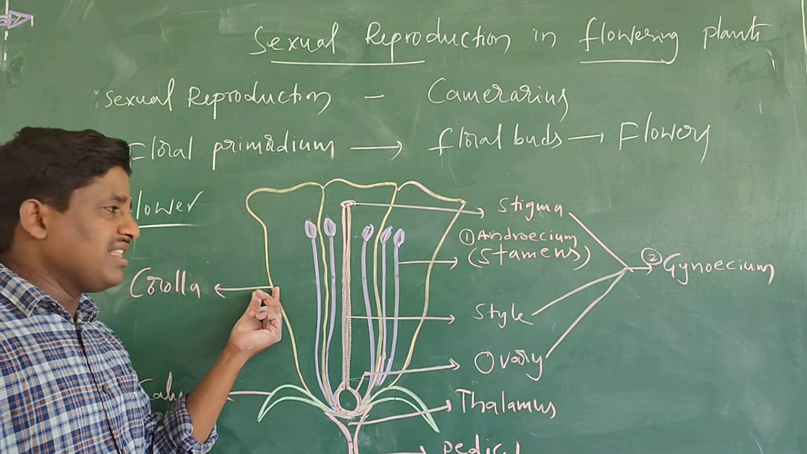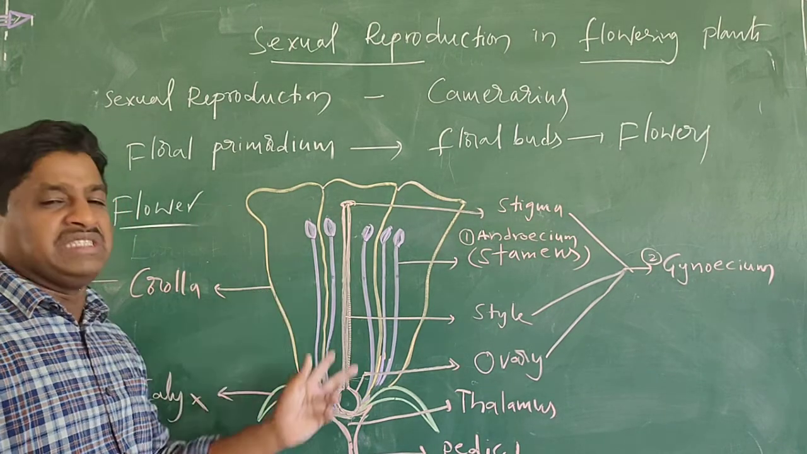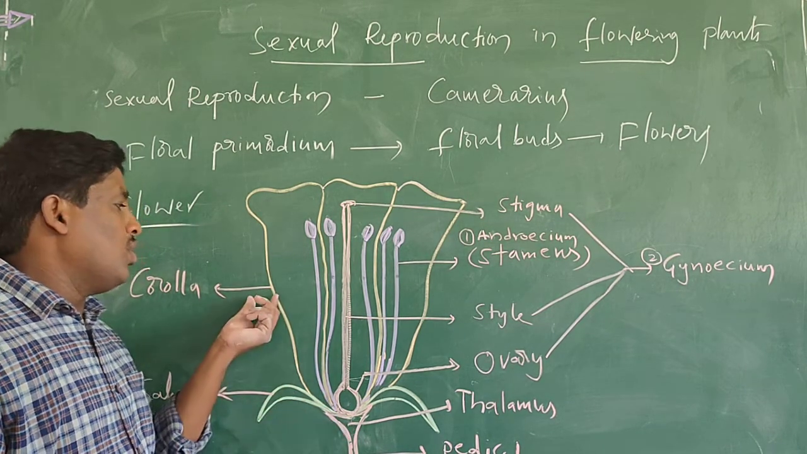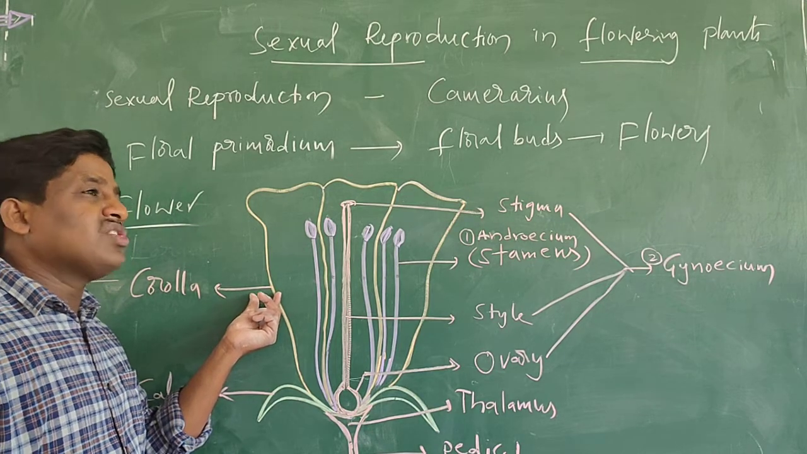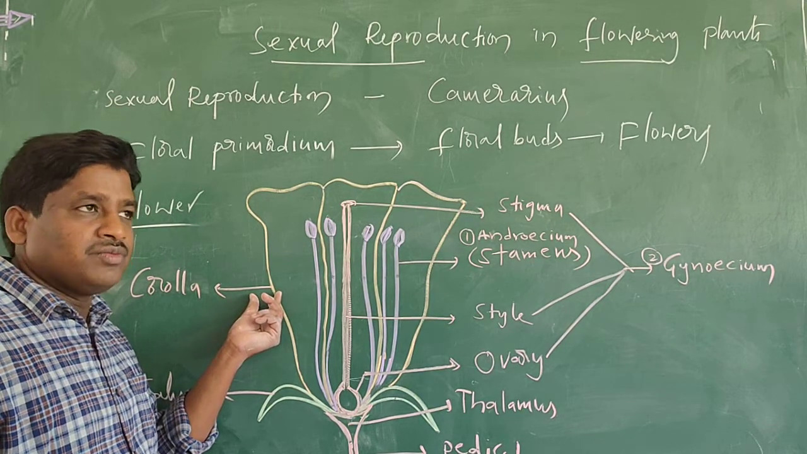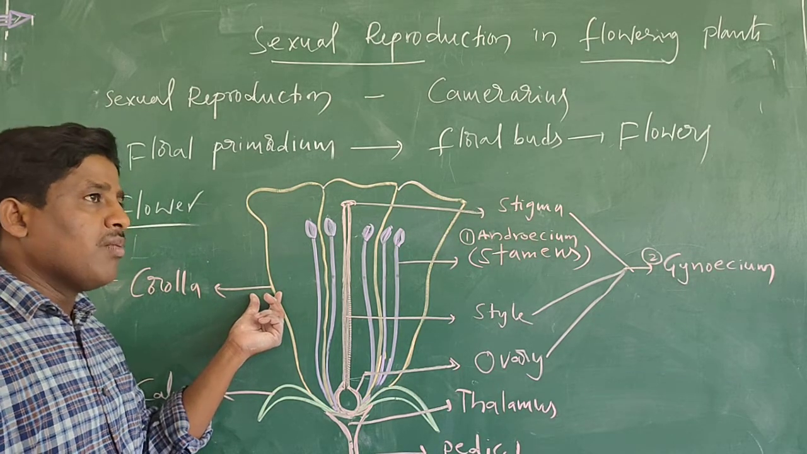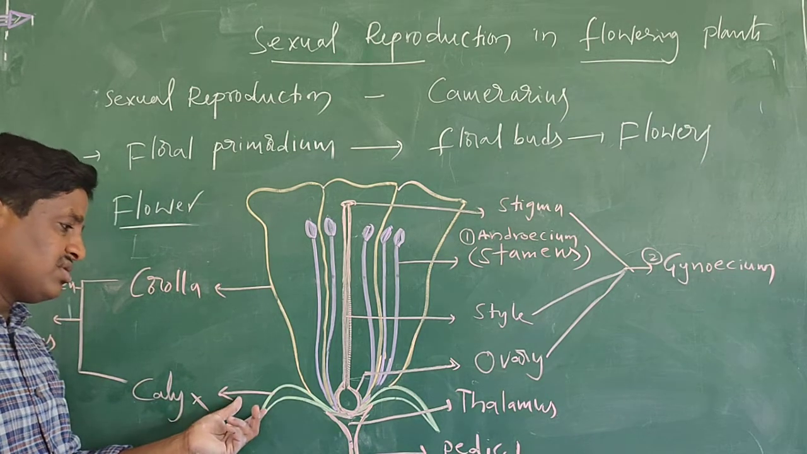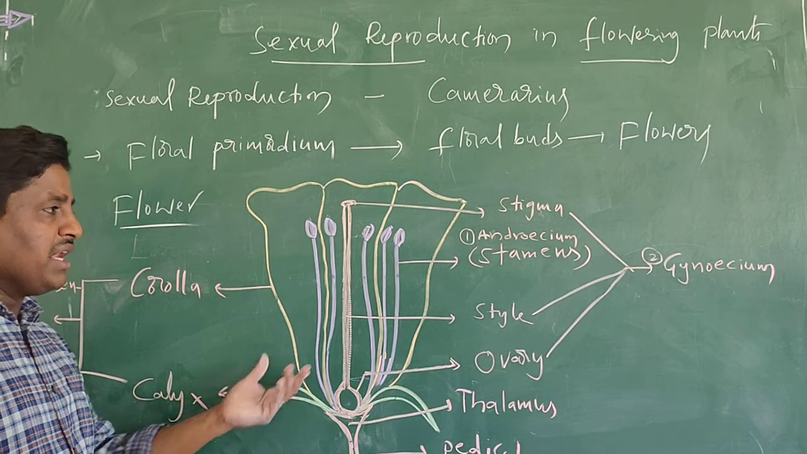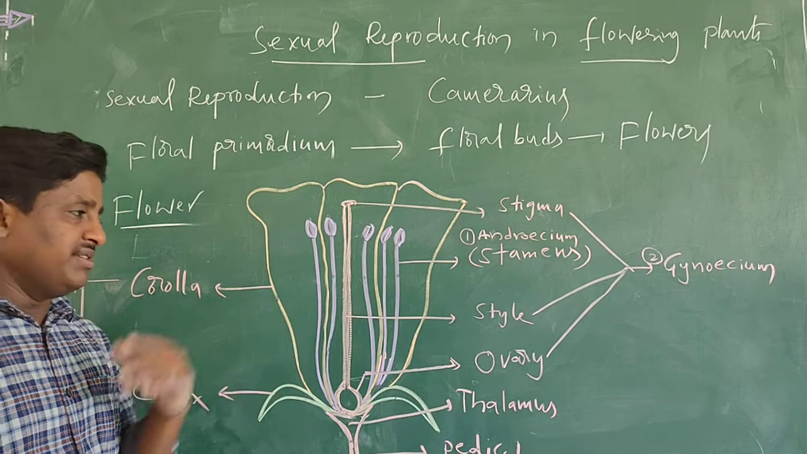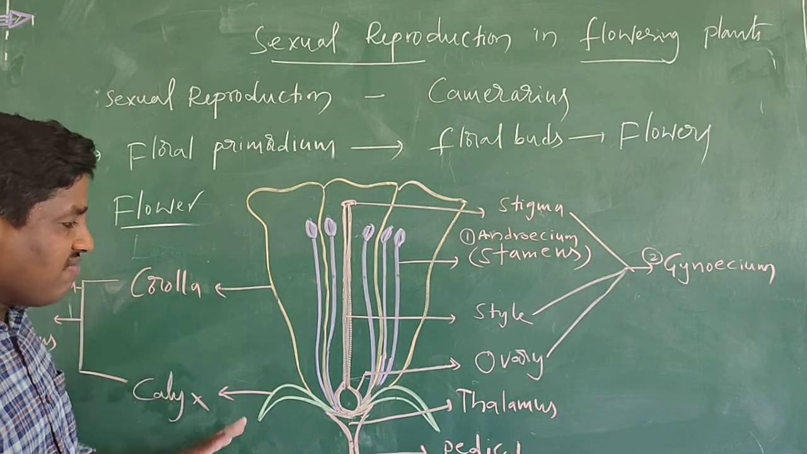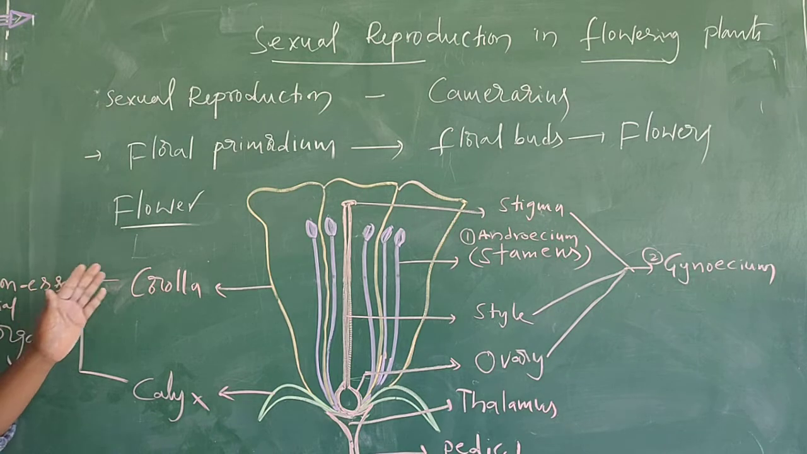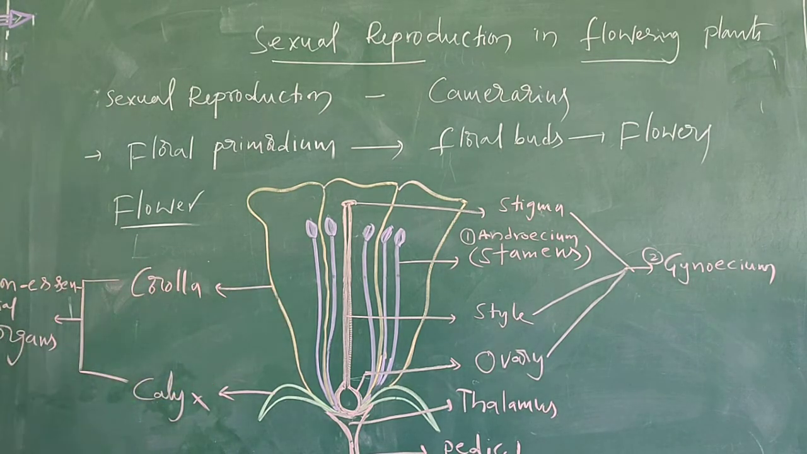In the corolla, you can see that different plants have different colors. That's why the petals attract insects for pollination. And the calyx protects the inner parts of the flower. So in the flower, essential organs and non-essential organs are present.